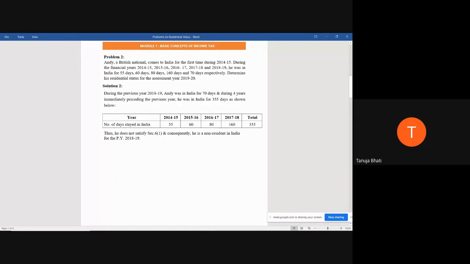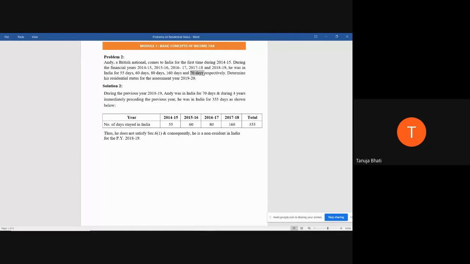So here 14-15, 15-16, 16-17, 17-18. His number of days of stay is 55, 60, 80, 160. But in the relevant previous year, 18-19, his stay is only 70 days. So is he satisfying the first basic condition? Tell me, students, is he satisfying the first basic condition? No, ma'am. No. So now let us look into the second basic condition, whether he's satisfying the second basic condition.